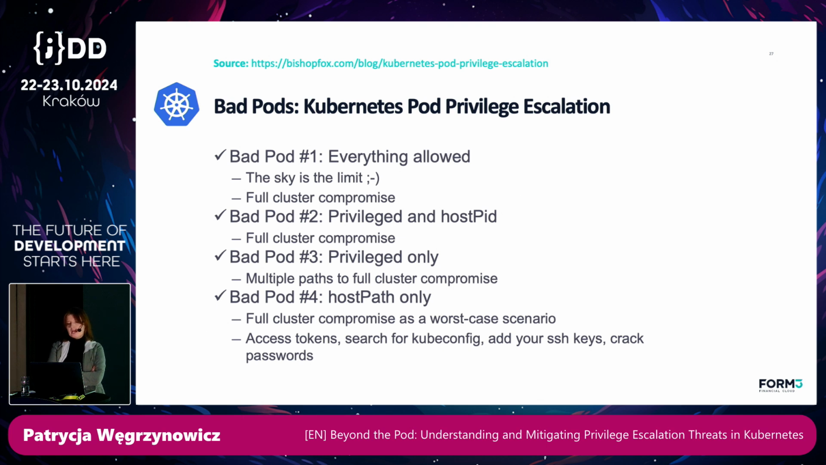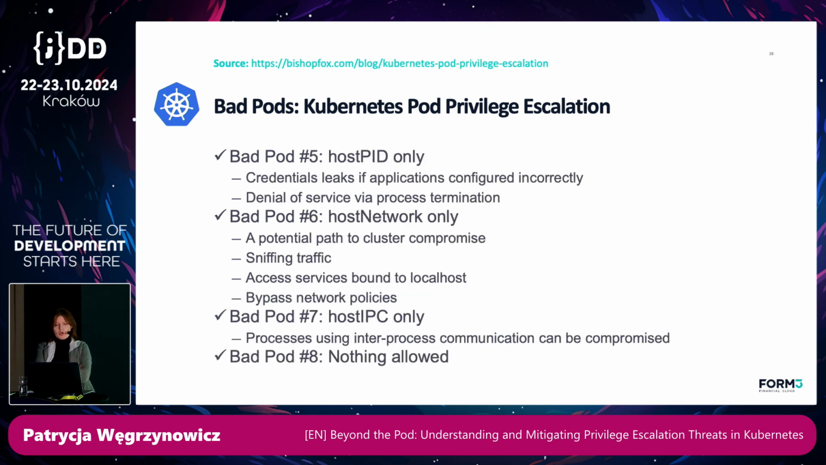However, it's not as simple as with host PID. With host PID, this was just one command. Here we need a more complex set of commands to make it work, but still multiple paths. With host path, still full cluster compromise as a worst case scenario, but usually a host path available means that hackers look for access tokens, kube configs, SSH keys, and that kind of stuff. And when they also have access to, for example, shadow passwords, they can crack passwords.